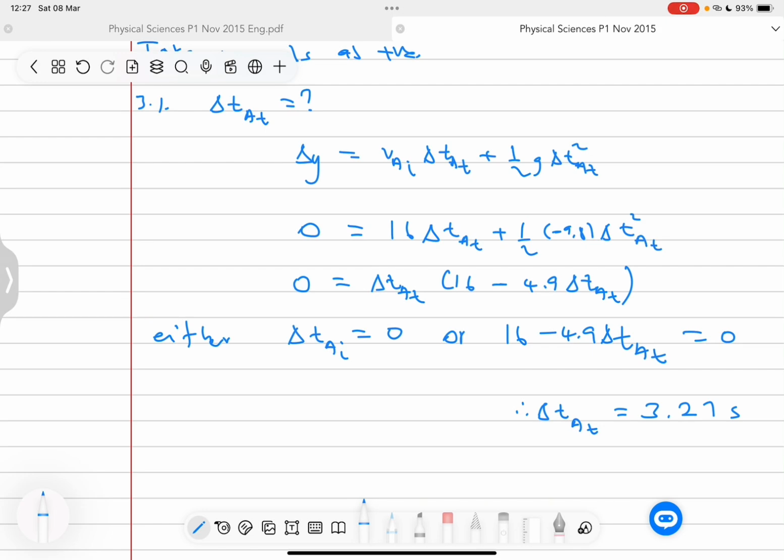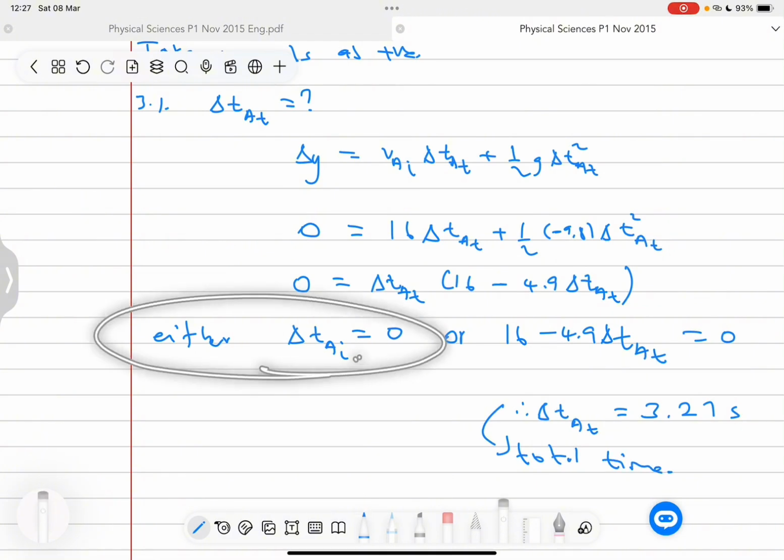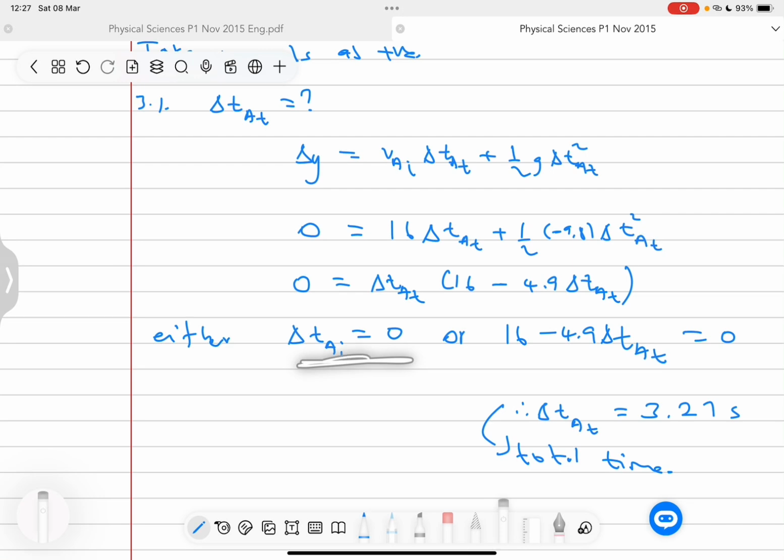Now this is our answer. This is the total time that we want to calculate, and this is not what we're looking for. This is the time at the start of the motion, so we're required to calculate this one here. Now that I've answered this question, we can navigate the answer. To navigate the answer, you just check if there's errors and if you've calculated the correct quantity.